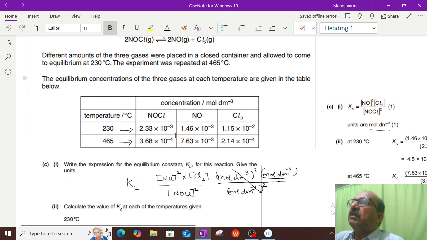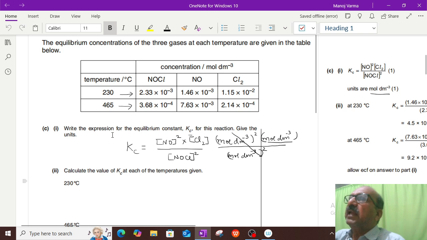And now they have given you a table in which there are two different temperatures, 230 and 465, and at these temperatures what are the concentrations of NOCl, NO and Cl2. They are given in moles per dm cube. At 465 the concentrations are different. They have been experimentally found out and these values have been given to you. Now let us look at the first question.